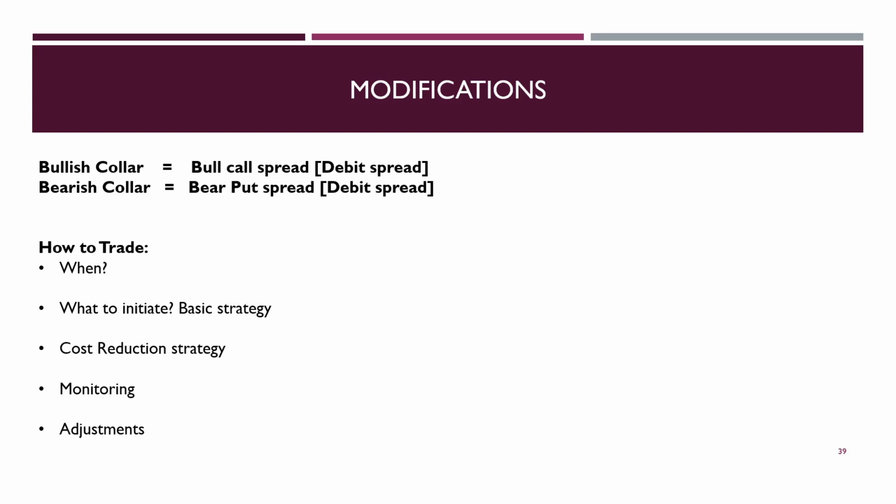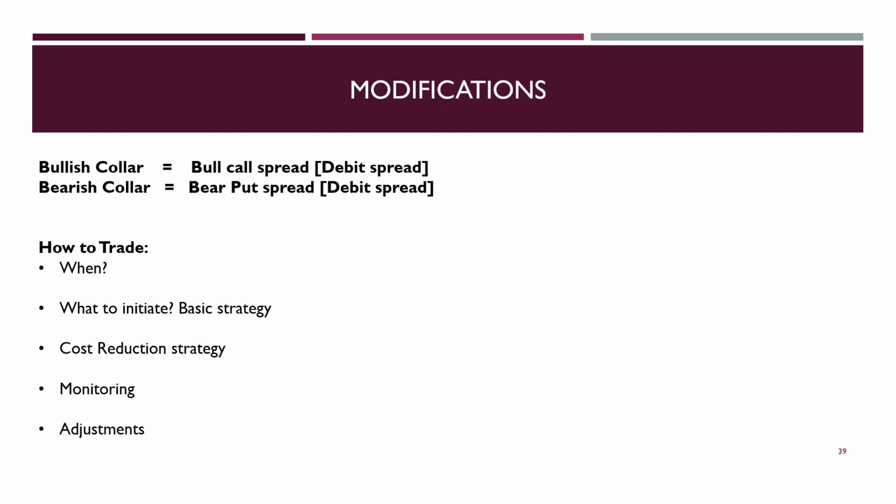So as a base strategy for a bullish trade, we'll use a bullish collar, which is a bull call spread. As we have seen, the profile of both is the same. And for a bearish trade, we'll use a bearish collar, which is nothing but a bear put spread.